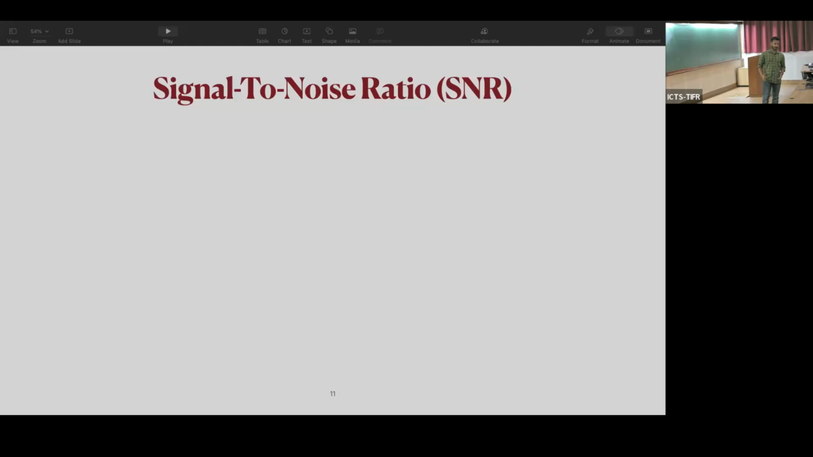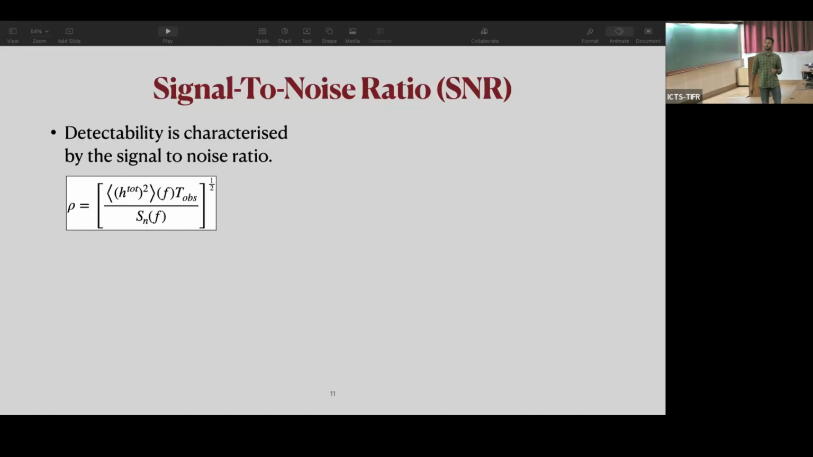Now, how do we say if a signal is detectable? We compute something called the signal-to-noise ratio, given by this formula. It's an average SNR formula. It depends on the average of S squared, under the root of the average of H squared. The term at the bottom is called the noise PSD. This is what changes across different detectors; future detectors will have lesser noise, and this is what changes between the different detector generations.